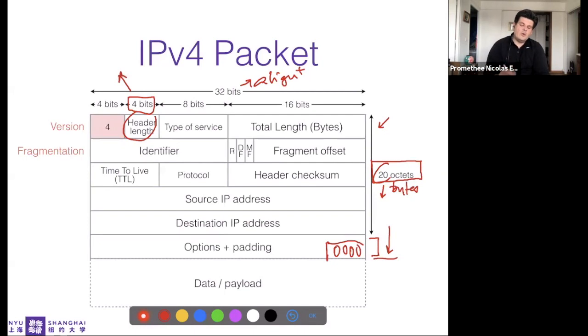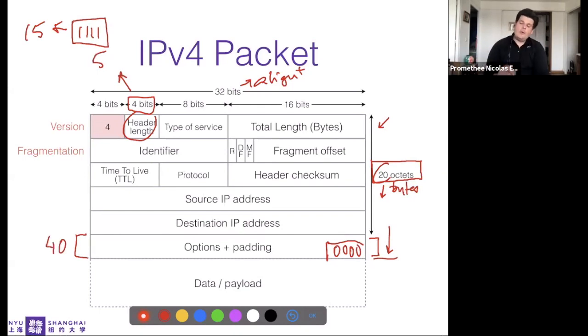What should be the value that goes inside the header length? 5. If we have the maximal size that we can have, if I set all the bits to 1, this is 15. 15 times 4 means that how many options can I have in total? The max length for the options is 60 minus 20, so 40.